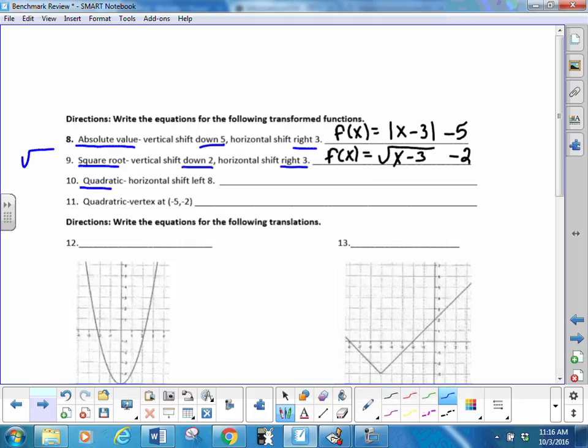The next one's quadratic. I got to get in my head what a quadratic looks like. I know I'm dealing with some kind of x squared type deal. And the only thing that has happened is there's been a shift left 8. So it's going to be f of x. I'm going to make that pretty big because I know there's been a left or right. And since it moved left, I have to do a plus. And you notice there was no up or down movement, so there was nothing at the end there.